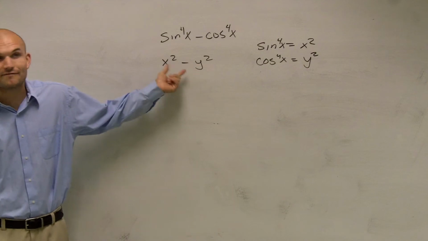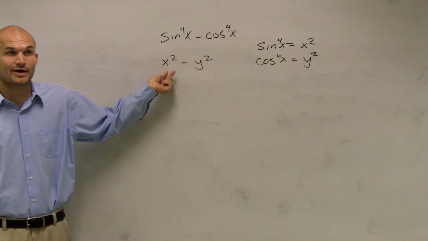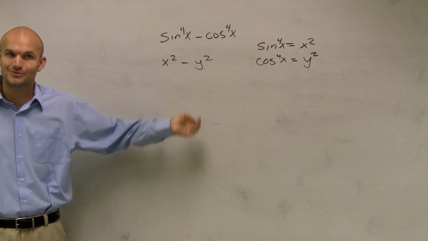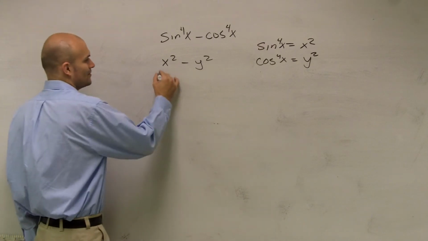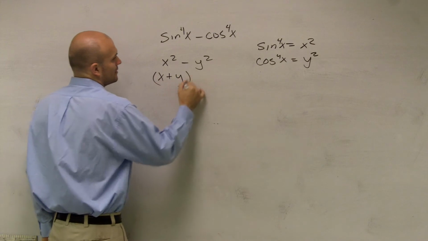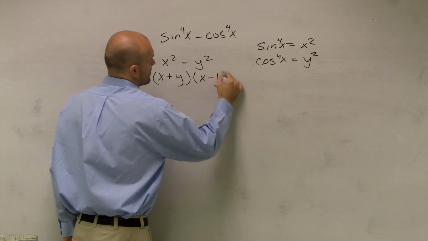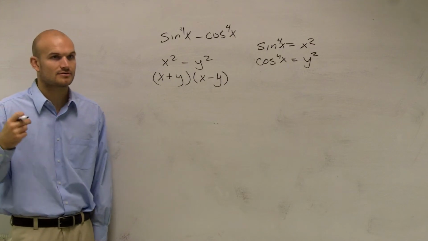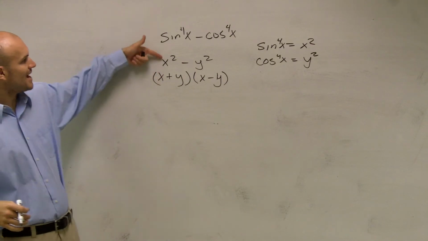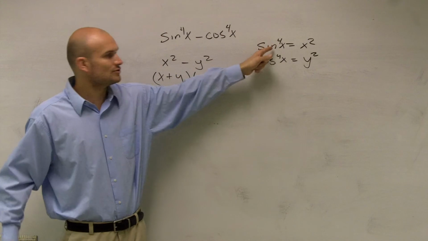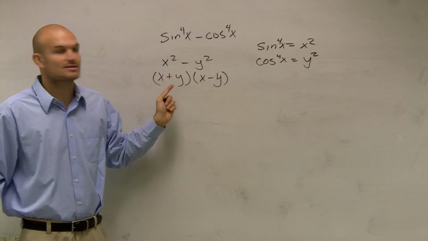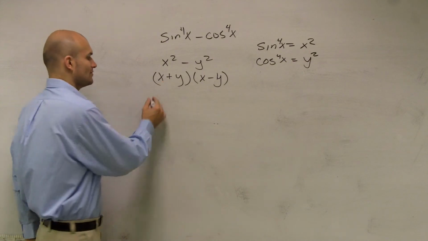So therefore now, how would I factor this? Well, this is a square number minus another square number, which we call the difference of two squares, right? So x plus y times x minus y. Done, factored, right? You guys should be able to do that real quick. Well, if x squared is equal to sine to the fourth, x should equal not sine to the fourth, but sine squared.